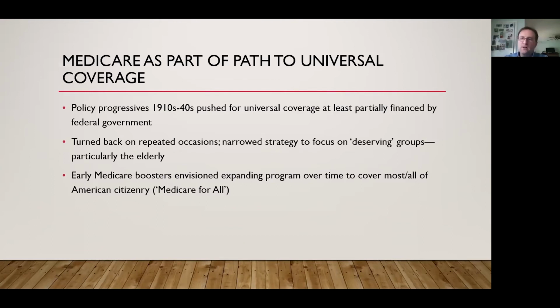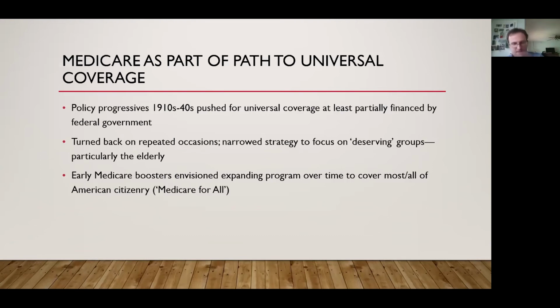And as a result, these reformers who had been battle tested again and again finally decided to, rather than try to cover everyone, narrow the scope of their drive for coverage to those that most people could view as being broadly deserving. And that at the time was seniors for the most part, who were left outside of the private employer-based system for the most part.